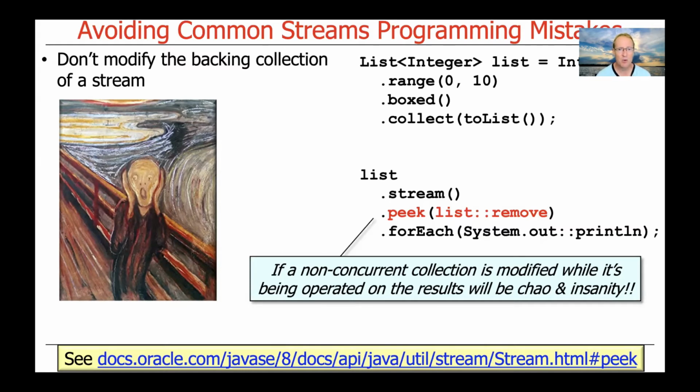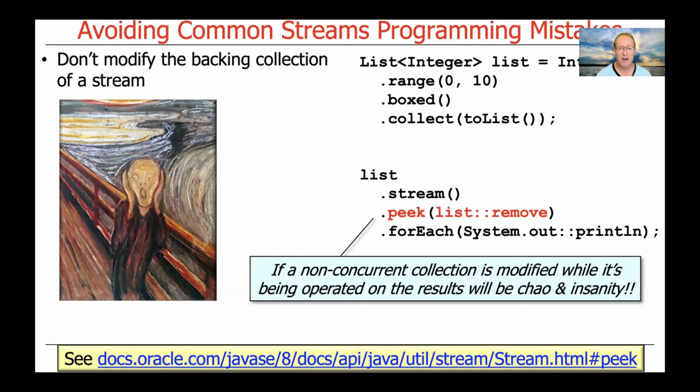So the idea here is we're going to be going through the stream and printing the results, but when we use the peek method, we're going to pass in a method reference or behavior, which is going to remove that element from the list. And oh my goodness, what a mess we are going to have. Because what we're doing is we're changing the backing collection as the stream is being iterated through internally.